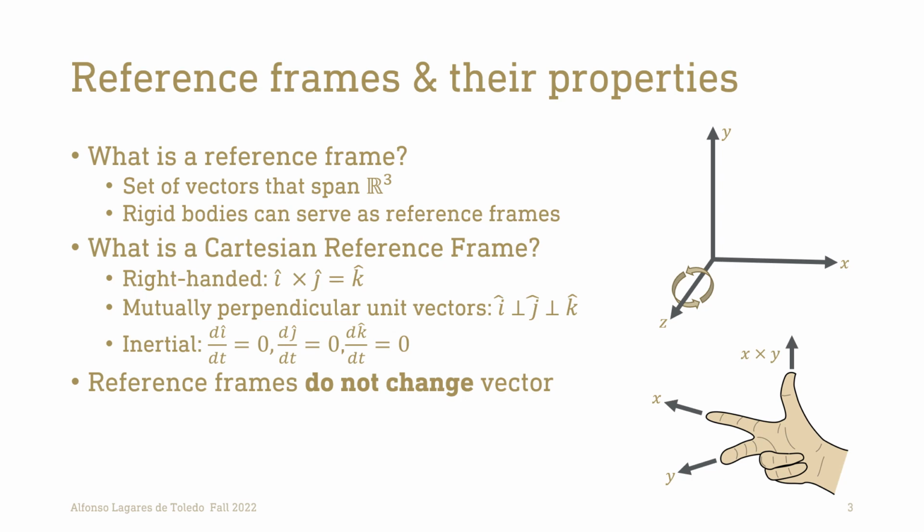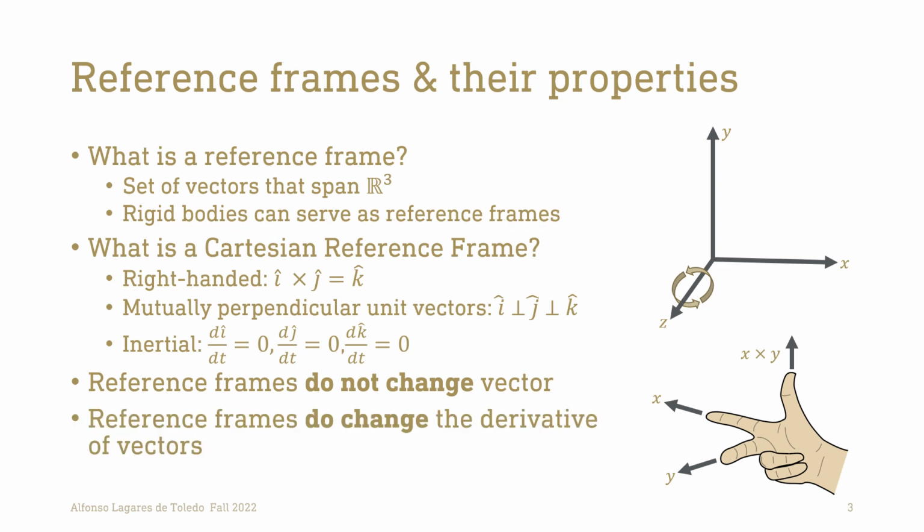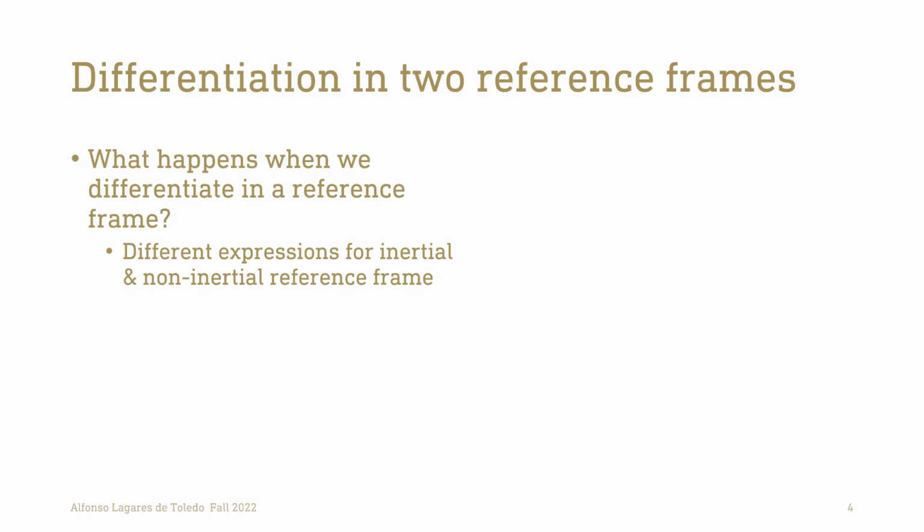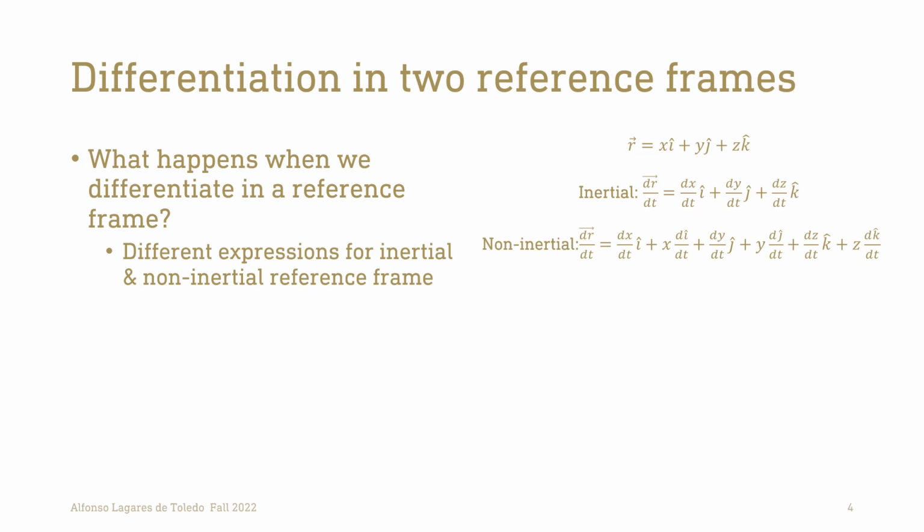Reference frames do not change vectors. What reference frame you choose to express the location of a specific vector is not important. However, reference frames do change the derivative of vectors. When differentiating in a reference frame, we need to be mindful of whether a reference frame is inertial or non-inertial, because the resulting expression will be different. If inertial, the derivative will treat the unit vectors as coefficients, but if it's non-inertial, the unit vectors are changing, and thus they need to be included.